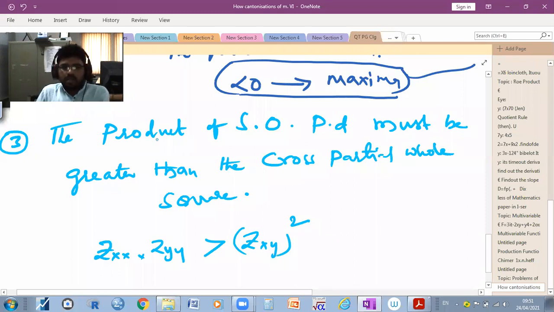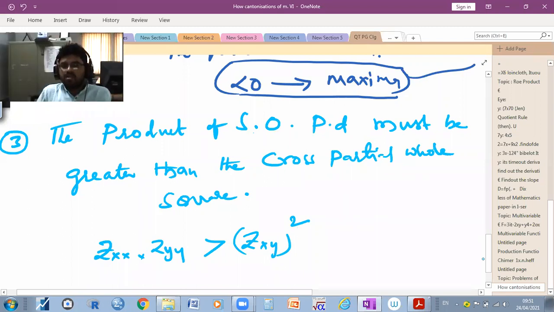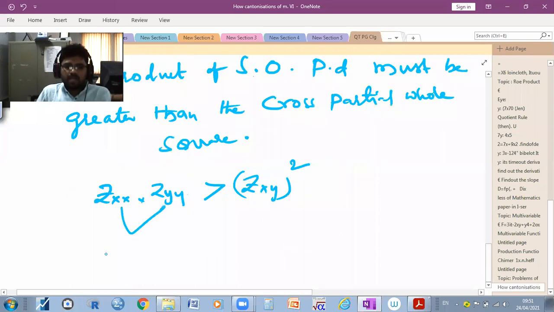The third order, the product of second order partial derivatives must be greater than cross partial whole square. That is the zxx into zyy should be greater than the zxy, that is the cross partial whole square. So these are called second order. So this is called cross partial derivative or cross partial whole square. Okay. So when you are writing whole square, that is called cross partial whole square, right?